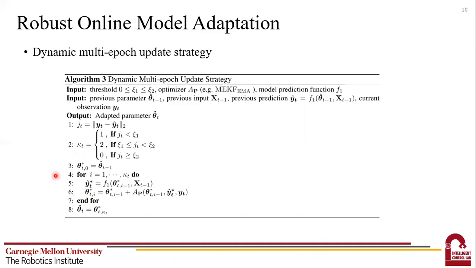If the error is greater than epsilon2, the sample is considered an anomaly sample. Then we skip the parameter update process. The rationale is that if the cost is too high, the sample is likely to be an anomaly point in the data distribution, which may destabilize the model adaptation process if learned. By combining all extensions with the EKF-based algorithm, we introduced the robust online adaptation algorithms, MEKF with EMA and DME.